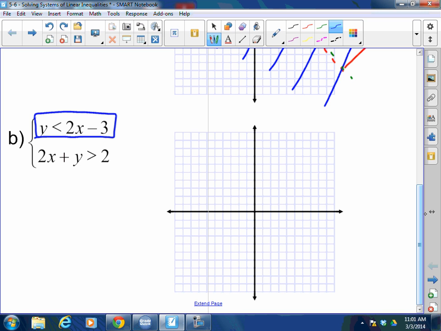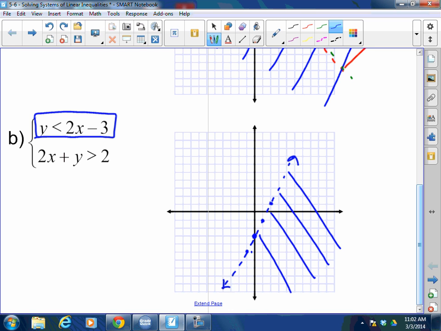My y-intercept is negative 3. My slope is up 1, 2 over 1. Go backwards, down 1, 2 over 1. Is it going to be a dashed or solid line? Dashed. Am I going to shade above or below? It's less than, so it's below.